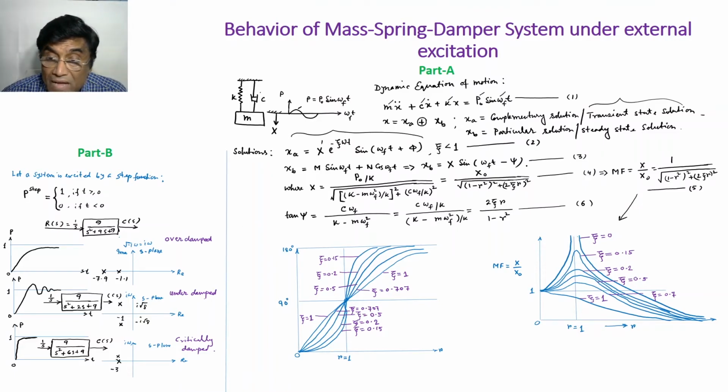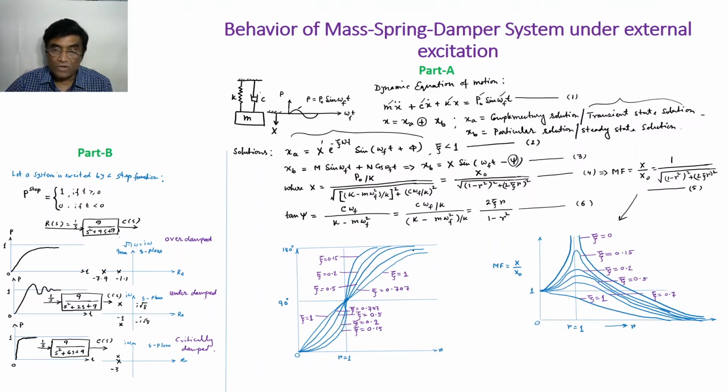Another parameter we have here is psi. Psi is the phase. That you can also obtain using the separation of variables principle: c omega f divided by k minus m omega square. So again, divided by k, same old story. We are expressing tan psi in terms of two dimensionless parameters: 2 zeta r divided by 1 minus r square.